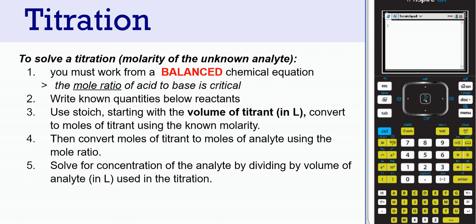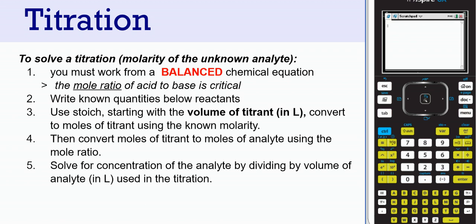In titration calculations, we're going to be using the math we already understand through dimensional analysis to find the molarity of an unknown, okay? We've already introduced this idea, so I'm going to quickly talk you through the terms I'm going to use. First, we have to have a balanced reaction. We're going to need the mole ratio to make this right. We're going to write the known quantities below our reactants, and then we're going to use stoichiometric analysis to find that volume.